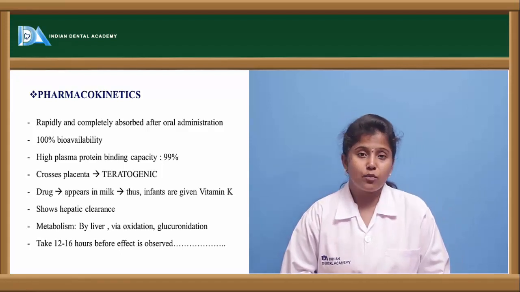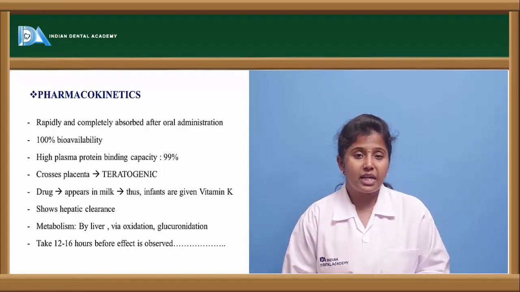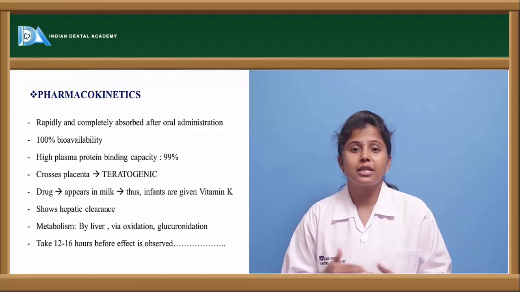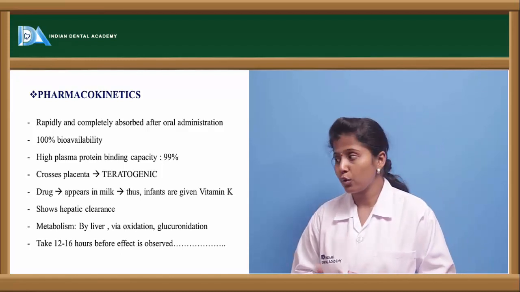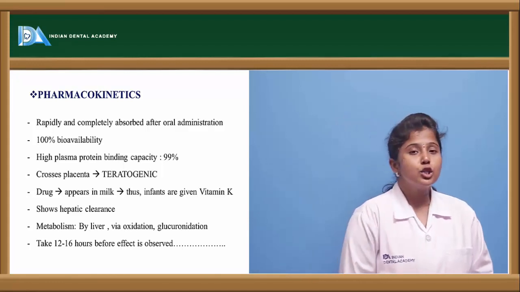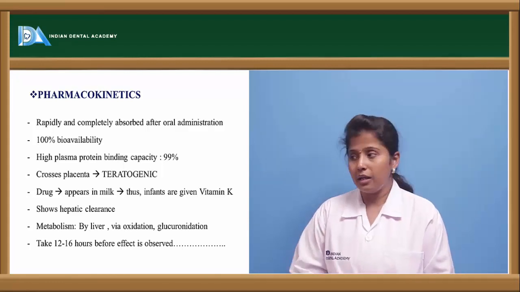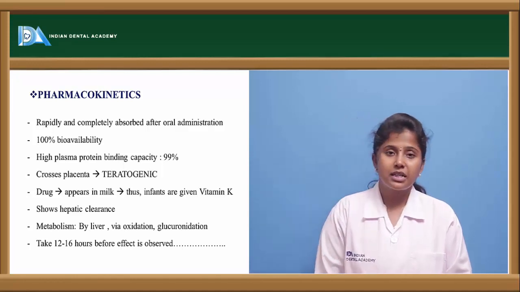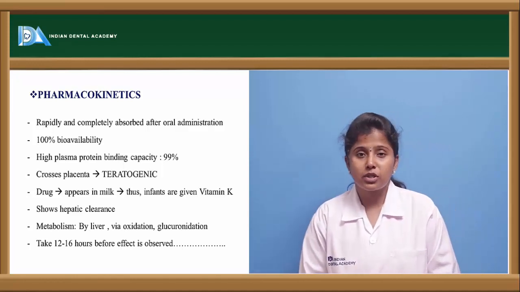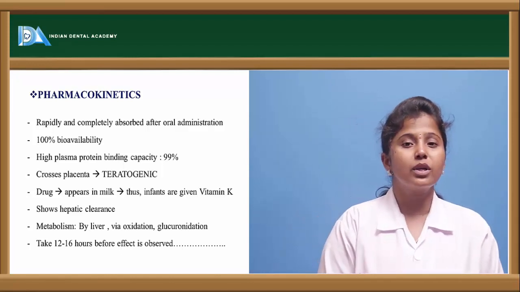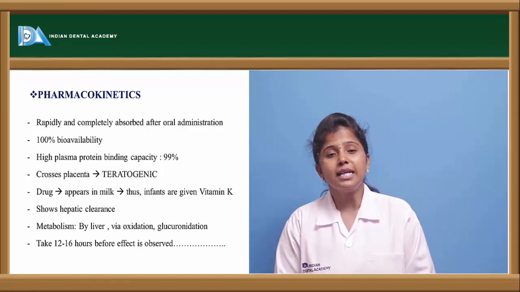So here, as warfarin prevents the vitamin K conversion, if we are giving this in children, then vitamin K supplements also have to be given. This drug shows hepatic clearance. So this drug is cleared through the liver, and the metabolism occurs in the liver by the process called oxidation and glucuronidation. So these two are the biotransformation reactions occurring in the liver.